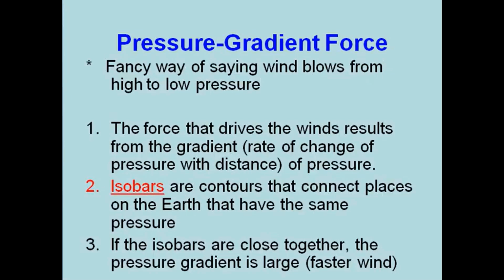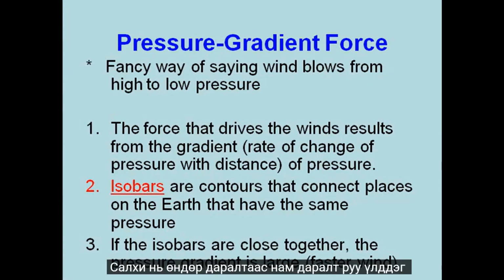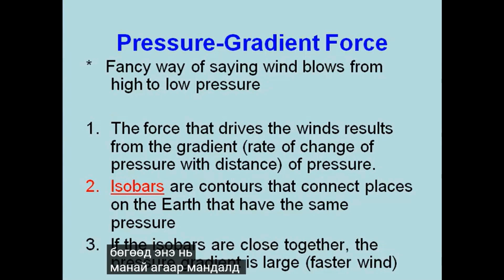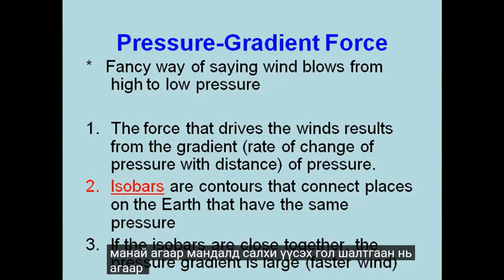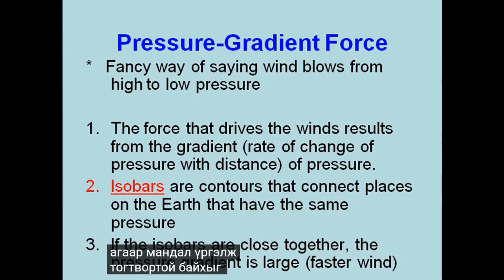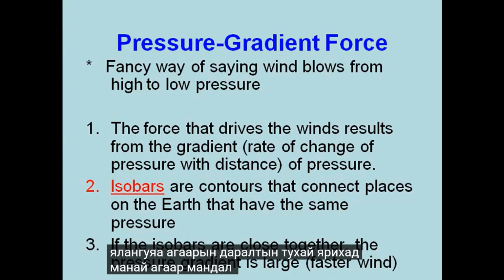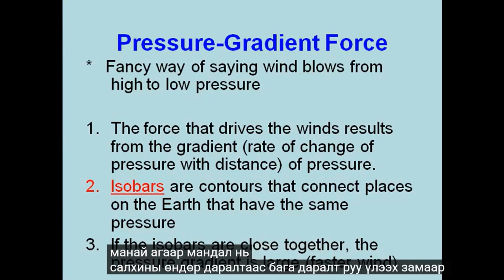So starting with the pressure gradient force, it's really just a fancy way to say wind blows from high to low pressure, and it is the main cause of wind creation in our atmosphere. The reason is because the atmosphere always wants to be stable. And so when it is unstable, especially when we talk about air pressure, our atmosphere tries to compensate by blowing wind from high to low pressure.